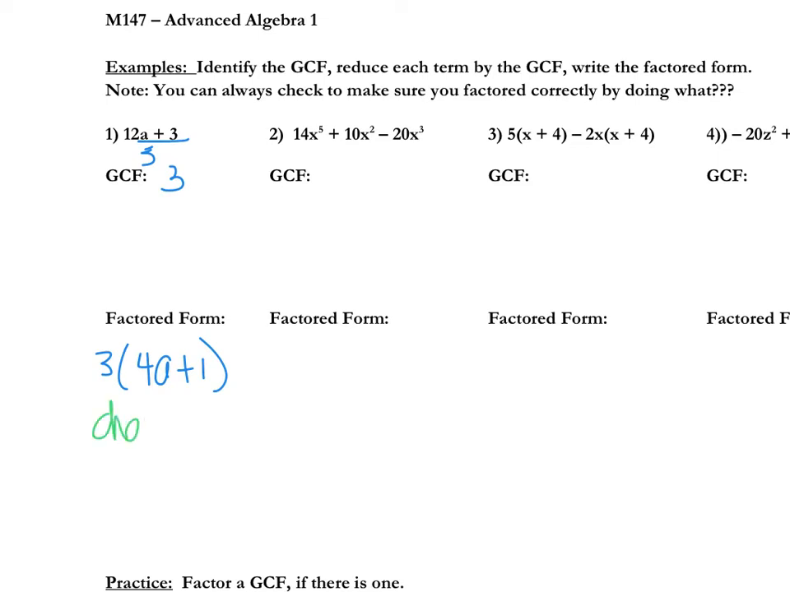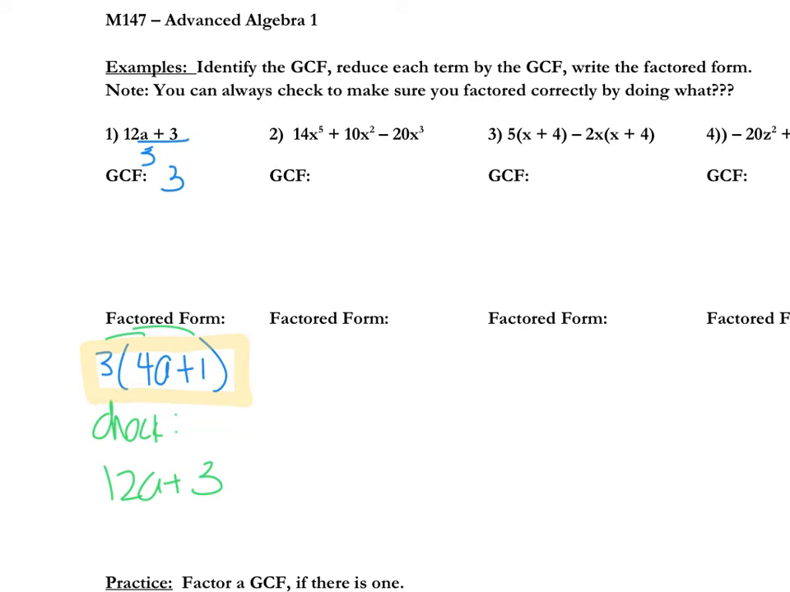And then to check your work, distribute that back through to make sure you did it correctly, which we did. Okay. And then this is your answer, though. The factored form is your answer. Okay. All right, let's take a look at number 2.